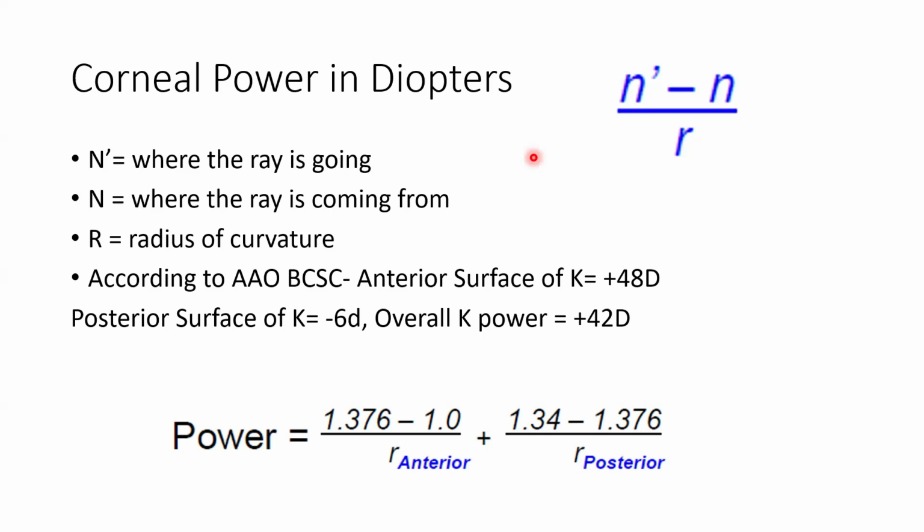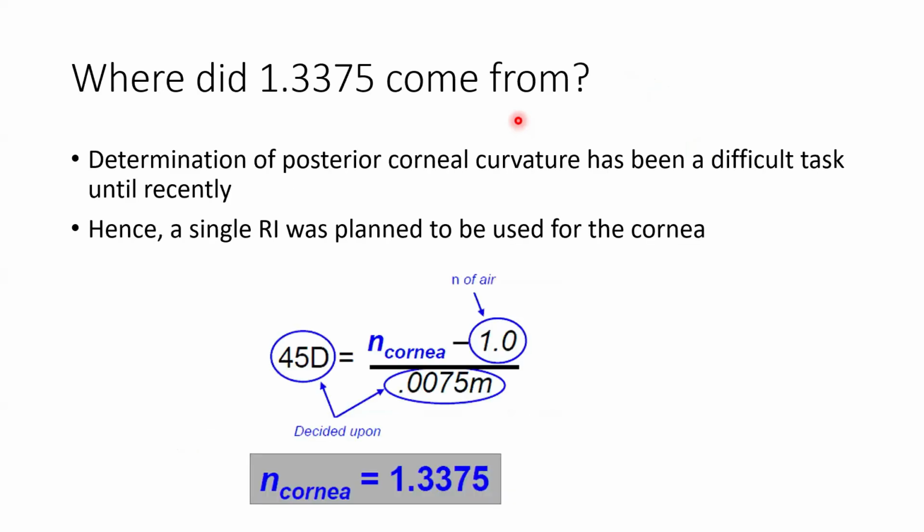According to the AAO, the anterior surface of the cornea has a power of plus 48 diopters, and the posterior surface of the cornea has a power of minus 6 diopters. Hence, the cornea has an overall power of plus 42 diopters. The power of the cornea is calculated using the radius of curvature of the anterior cornea as well as the posterior cornea, by filling in the relevant refractive indices, that is of the cornea, air, and aqueous humor.